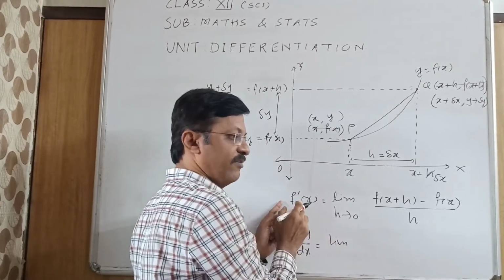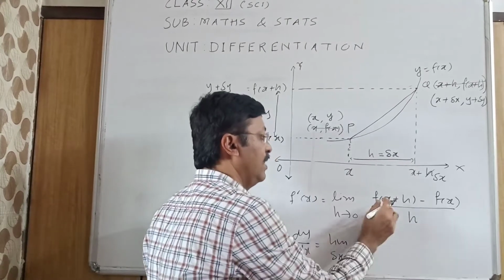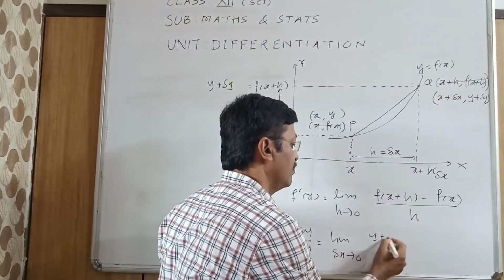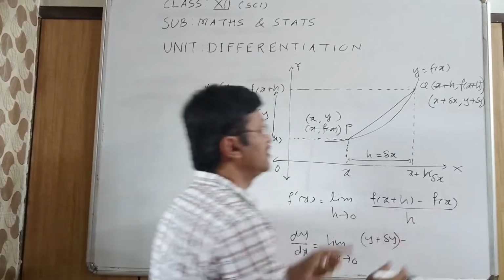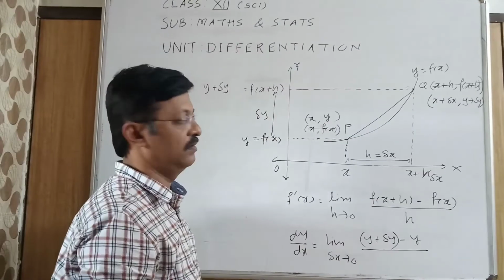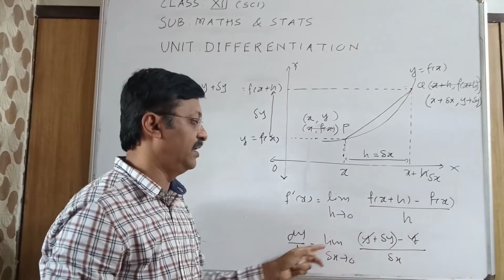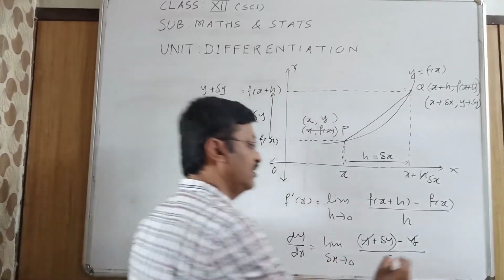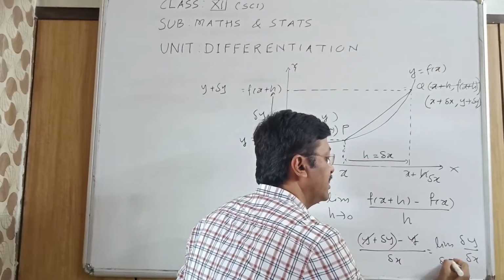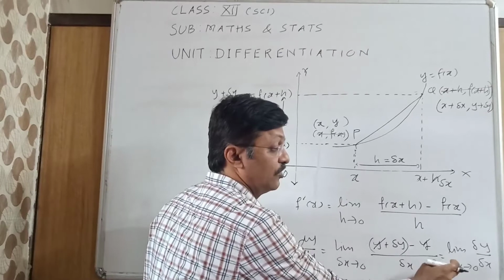dy by dx is f dash x, meaning the same thing. Limit h tending to 0 means delta x tending to 0. F(x plus h) means y plus delta y, minus f(x) means y, upon h means delta x. Or you can see this simply as limit delta y by delta x as delta x tends to 0. So you can understand dy by dx as limit delta y by delta x as delta x tends to 0. You can remember this formula.